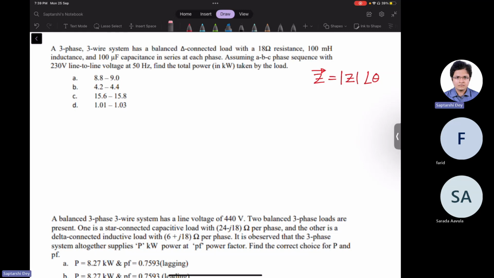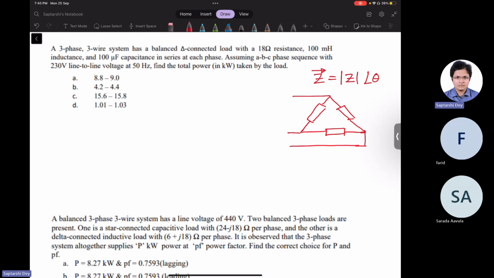Now, three-phase three-wire system, balanced delta connected load. Especially as first year students, make it a habit to draw phasor diagrams whenever you are solving AC circuits, especially three-phase AC circuits. So the balanced delta connected load has 18 ohm resistance, 100 millihenry inductance, and 100 microfarad capacitors in series in each phase. Assume ABC phase sequence.